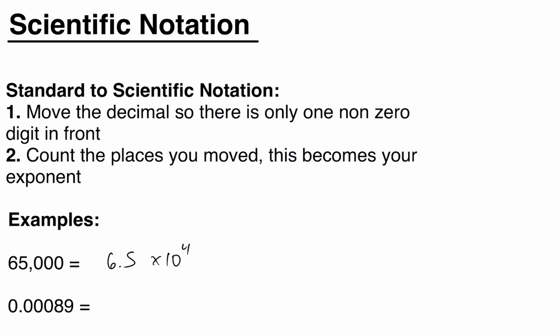Let's try the example right below it. We have 0.00089. To convert this to scientific notation, we move the decimal to the right now since it's really small. 1, 2, 3, 4. So our scientific notation is going to be 8.9 times 10 to the negative 4 since we moved it to the right. So that negative shows that it's a very small number.